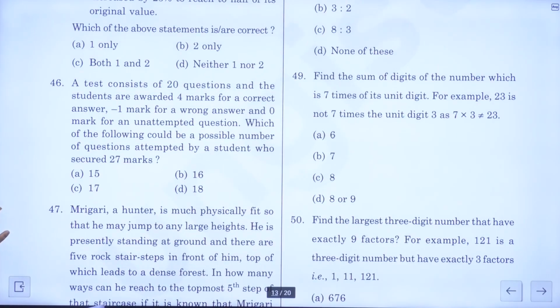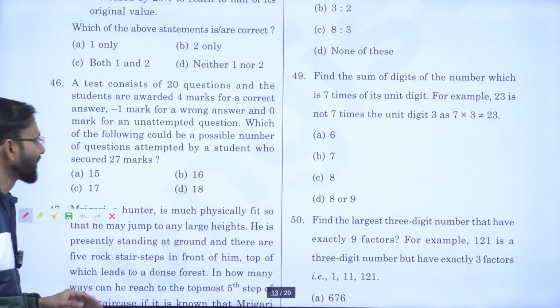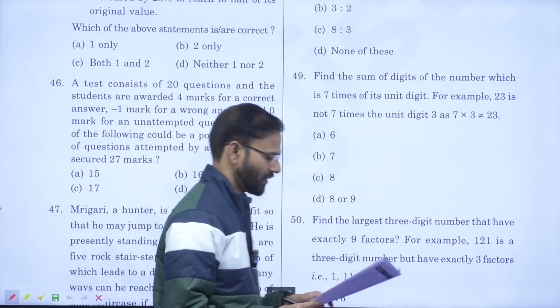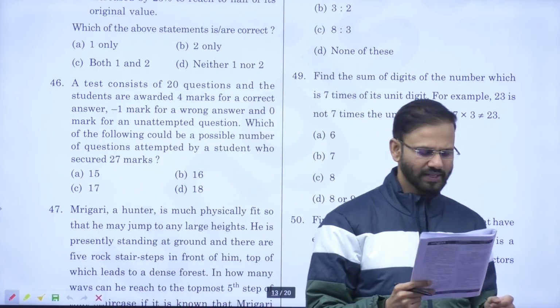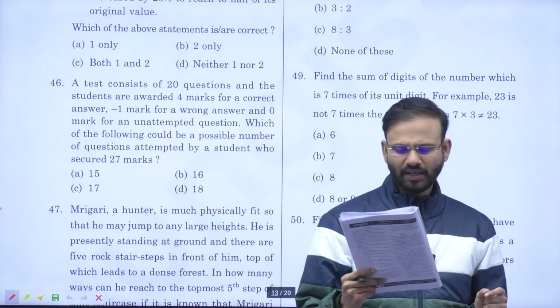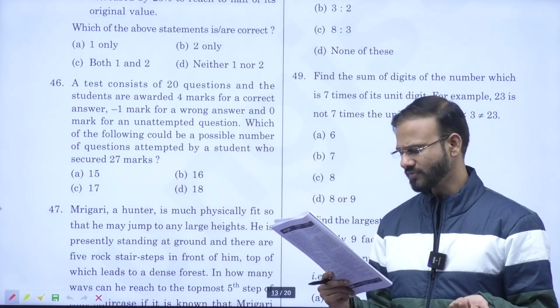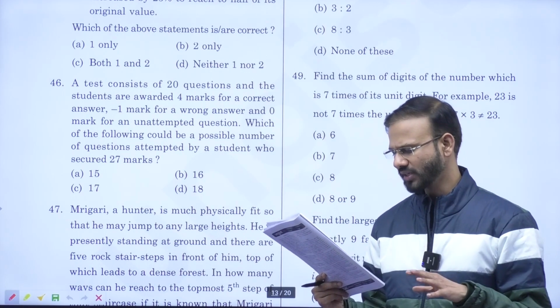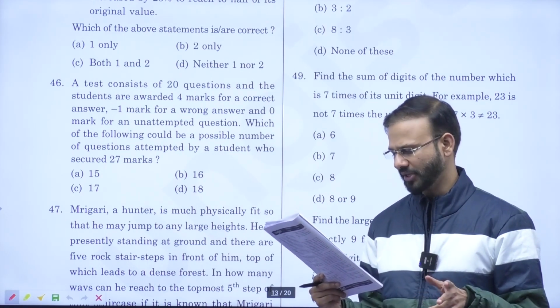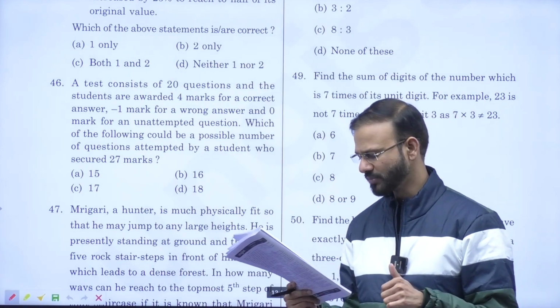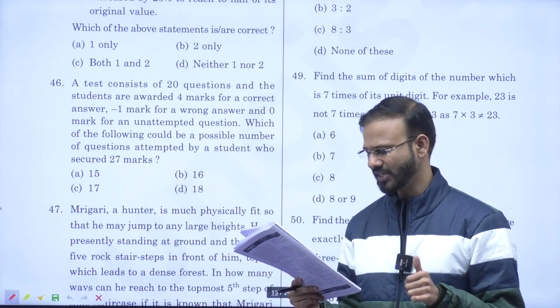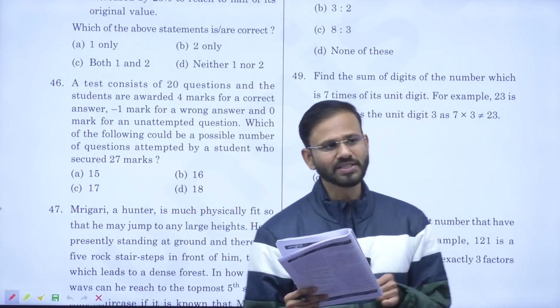Next question is positive and negative marks. Right. So guys, the next question is saying a test contains 20 questions and the students are awarded 4 marks for the correct answer, -1 for the wrong and 0 for the unattempted. Which of the following could be a possible number of questions attempted by a student who is scoring 27 marks?